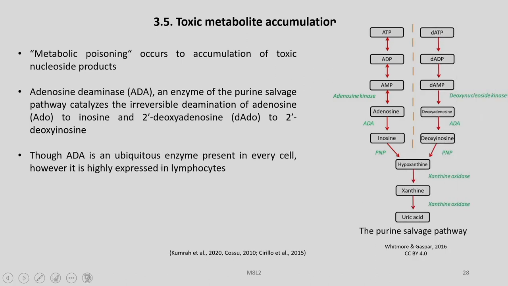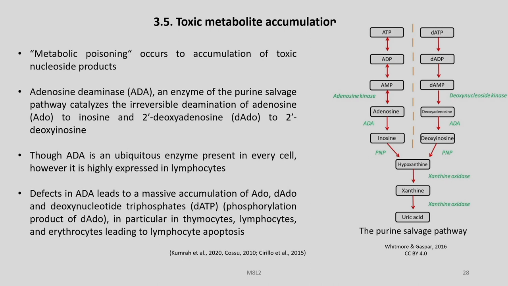ADA is a unique enzyme present in every cell, however it is highly expressed in lymphocytes. Defects in ADA lead to massive accumulation of ADO, or adenosine, d-ADO and deoxynucleotide triphosphates, dATP, in particular in thymocytes, lymphocytes and erythrocytes, leading to lymphocyte apoptosis.